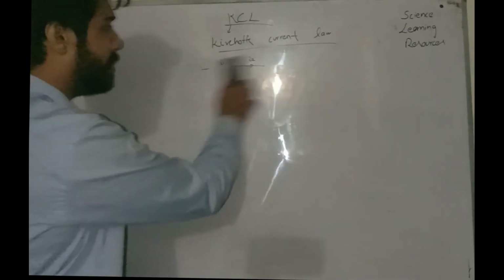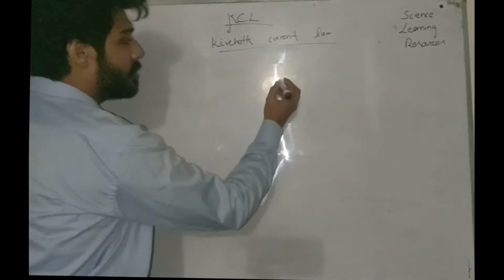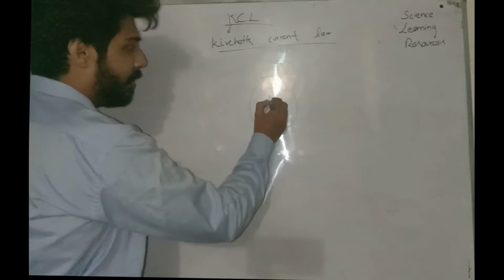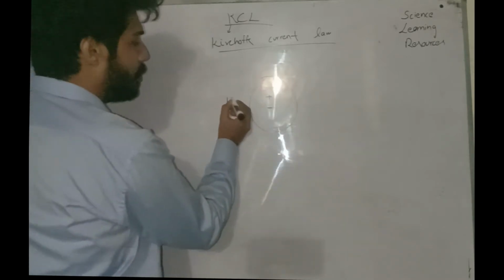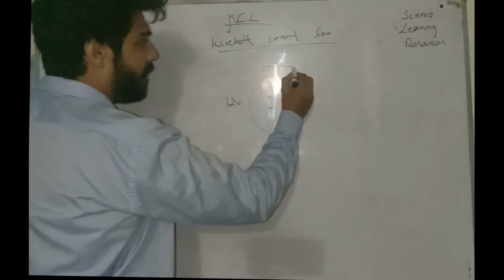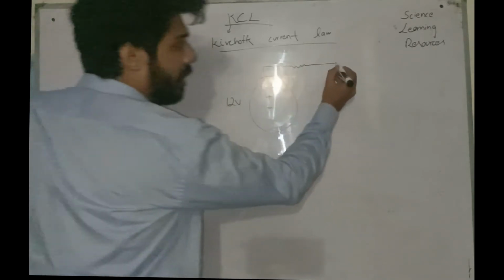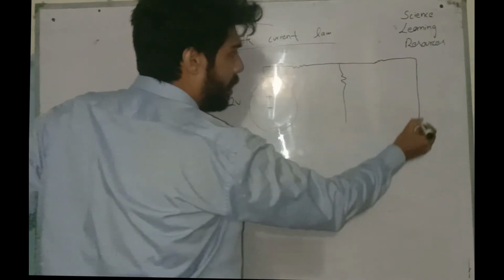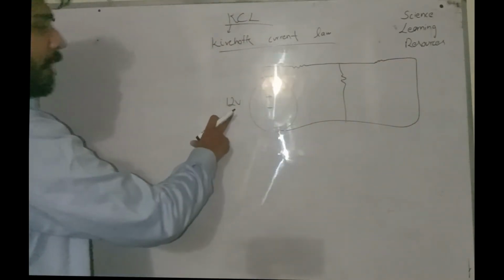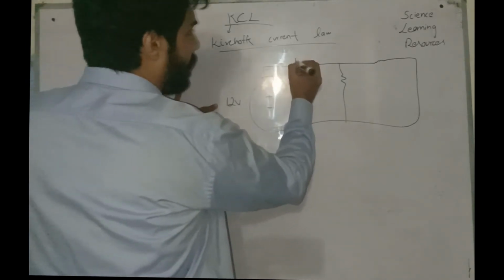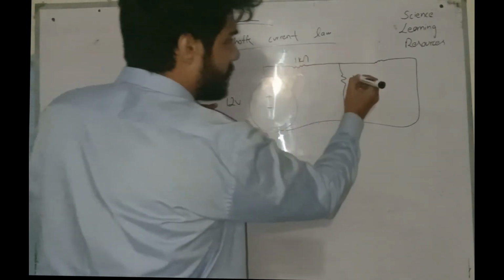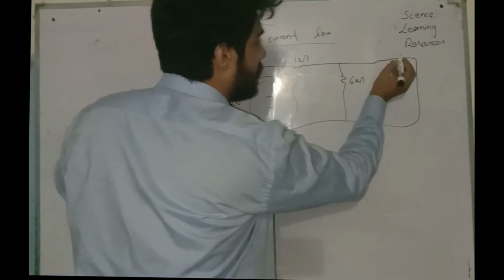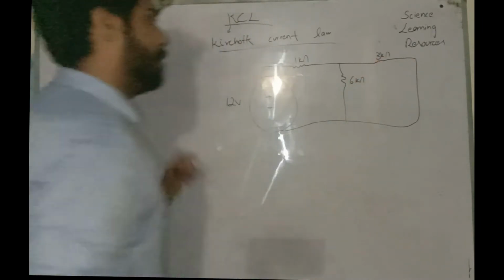So from this, let me tell you how to solve a question. First of all, let us take a circuit. The circuit I am going to take has a voltage source of 12 volts. After that we have a branch, and after that another branch and another branch, and that's it. We have 12 volts, 1 kilo ohm of resistance here, 6 kilo ohms of resistance here, and 3 kilo ohms of resistance here.